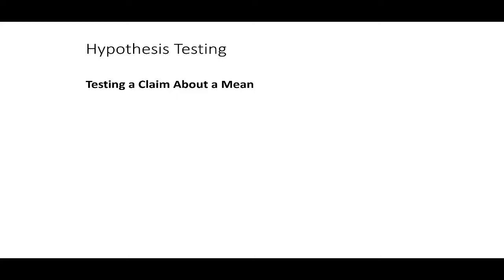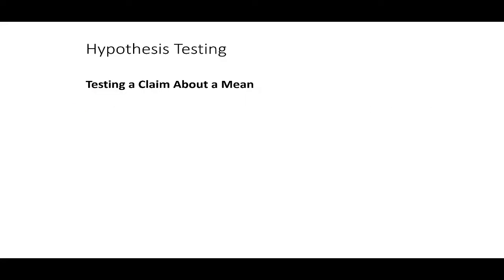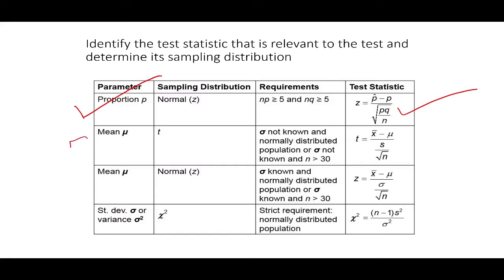Okay, hypothesis testing, testing a claim about a mean. In previous sections, we tested a claim about a proportion. This is about a mean. So this is our way to find out the test statistics. In the previous section, based on the proportion, we found the test statistic z-score. Now in this section we are testing a claim about a mean. So these are the two methods we are going to use for finding the test statistics.